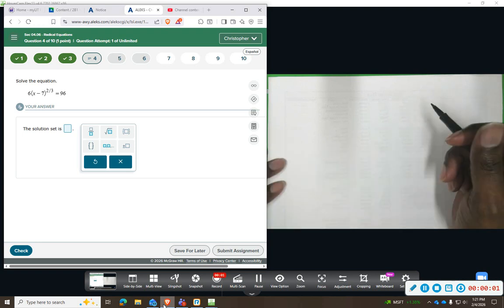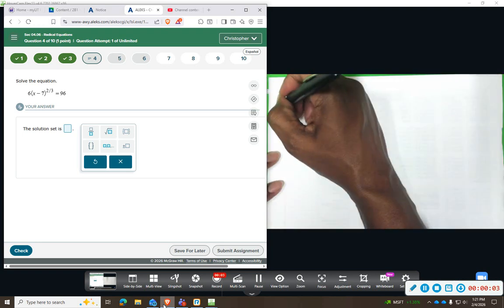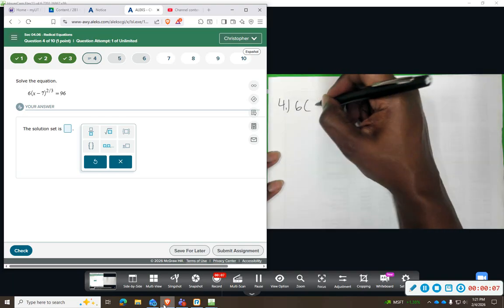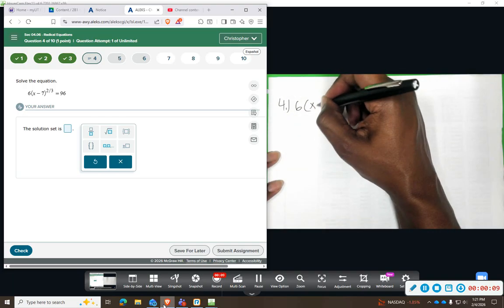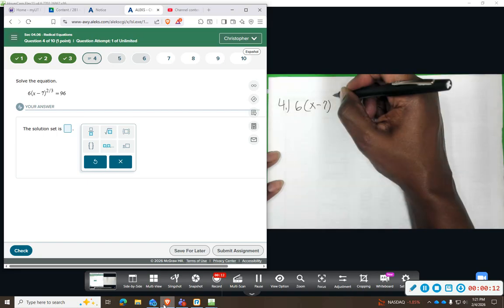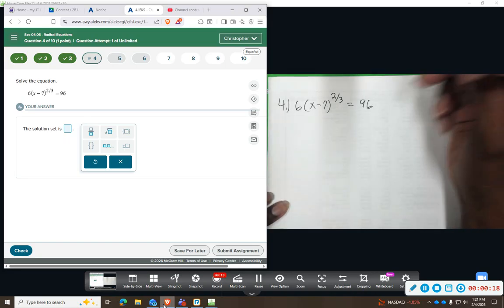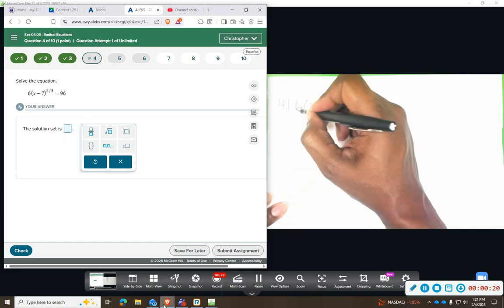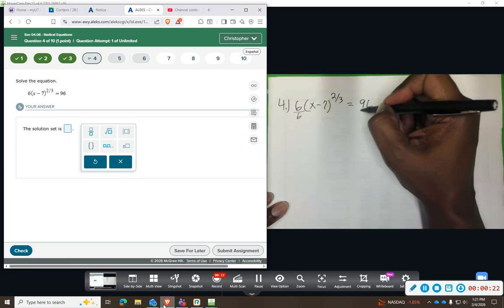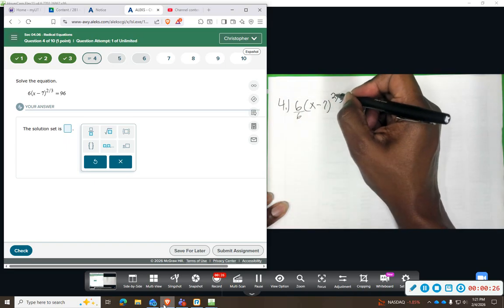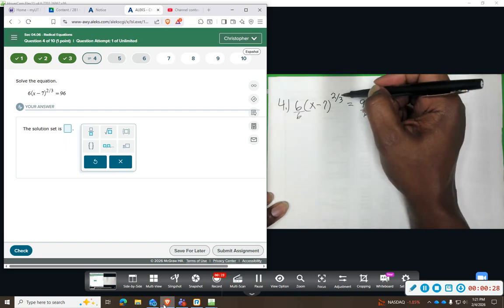All right, with number 4, we have 6 times (x minus 7) raised to the 2/3 power, and that equals 96. So first we're going to isolate the square root. I'm going to divide both sides by 6. That's going to give me, now I'm going to rewrite this 2/3 power as a radical.